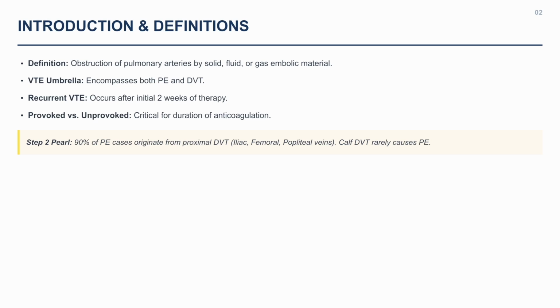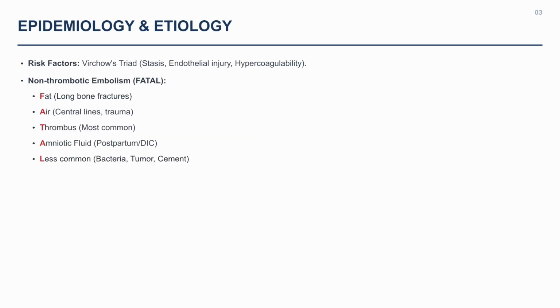Remember, 90% of PEs originate from proximal DVTs in the iliac, femoral, or popliteal veins. Calf DVTs rarely embolize. The primary risk factor framework for PE is Virchow's triad: stasis, endothelial injury, and hypercoagulability.